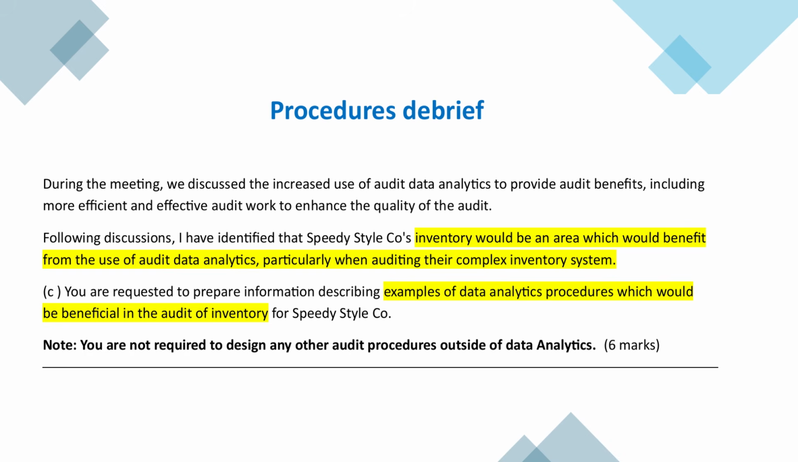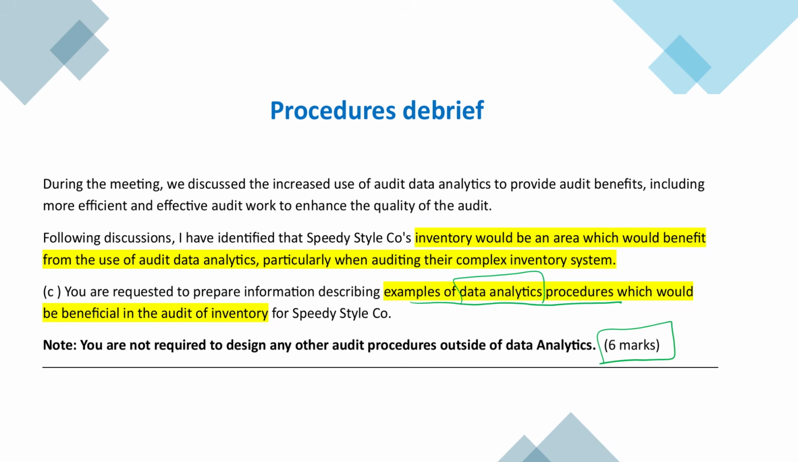Let's move on to the third part of the requirement, which is your audit procedures. They have given a bit more background regarding this. I'm just going to read the highlighted part. Inventory is going to be an area which would benefit from the use of audit data analytics, particularly when auditing their complex inventory system. So this is information given as a part of Exhibit 1. The requirement is you are requested to prepare information describing examples of procedures using data analytics, which would be beneficial in the audit of inventory for Speedy Style Co.